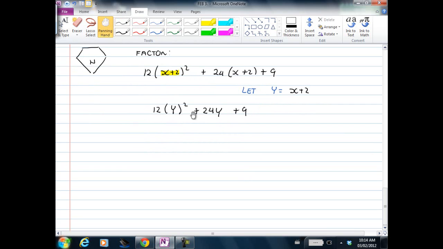Guys, gals, take a minute. I want you to factor it out: 12y squared plus 24y plus 9. Factor that out for me. Find a common number that you can pull out right away to make your life easier. There's one number that you can pull out right away. What's the magic number? I can pull out a 3 right away. So this becomes 3 times 4y squared plus 8y plus 3.